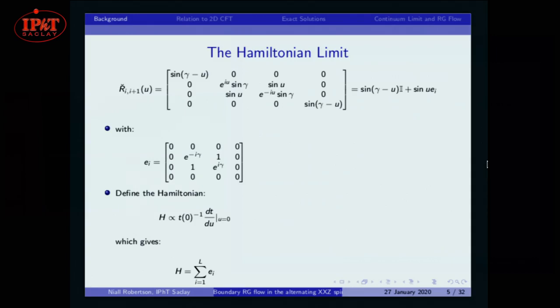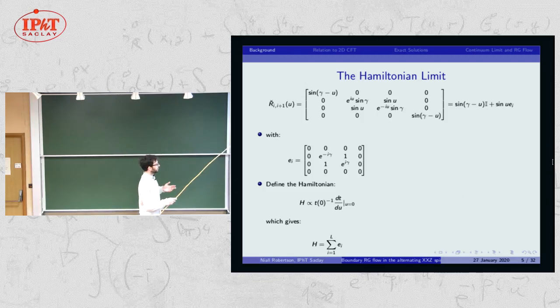So we study the Hamiltonian by taking the limit u going to 0. So this is the anisotropic limit. It's where the ratio of the two couplings in the horizontal and vertical direction become infinite. But in any case, this is just the most general definition of the Hamiltonian. We'll take the derivative of the transfer matrix when the spectral parameter is equal to 0. And we see that for the six vertex model, we get just the sum of these E_i's.